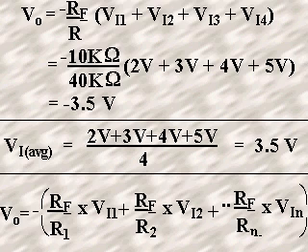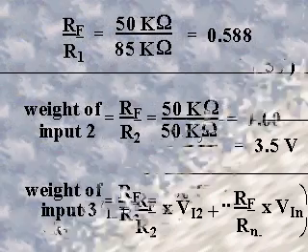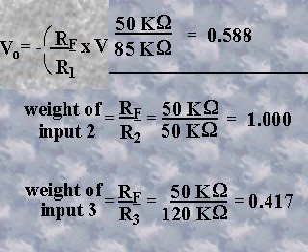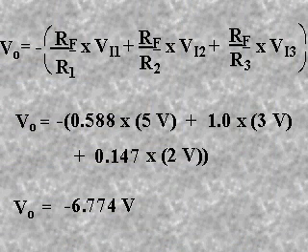If each input resistance has a different value, a weighted value can be obtained for the output voltage as determined by the equation now shown. For example, find the output voltage. The weight of input 1 is determined by dividing the feedback resistance by the value of R1, or 50 kilohms divided by 85 kilohms, which equals 0.588. The weights of input 2 and 3 are determined in the same manner as shown. The output voltage is then determined by multiplying each weighting factor by each corresponding input voltage, which results in an output voltage of minus 6.774 volts.